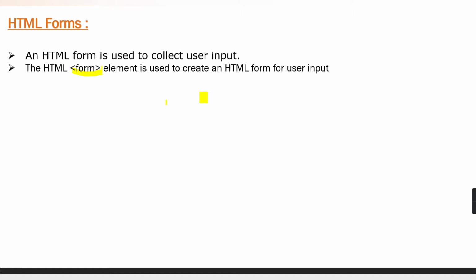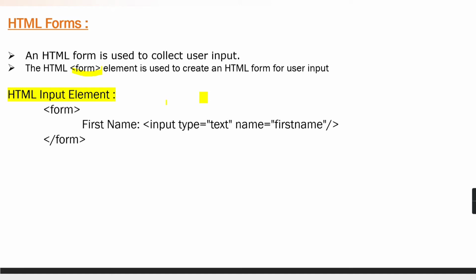All these tags we will be learning in the form section will be written in the form tag. So let's first understand the HTML input element. This is the syntax of the HTML input element. This is the form tag. Under the form tag you need to provide the input element. The input type will be text, so it will be accepting the data from the user in the form of text. The input element has different values inside it.